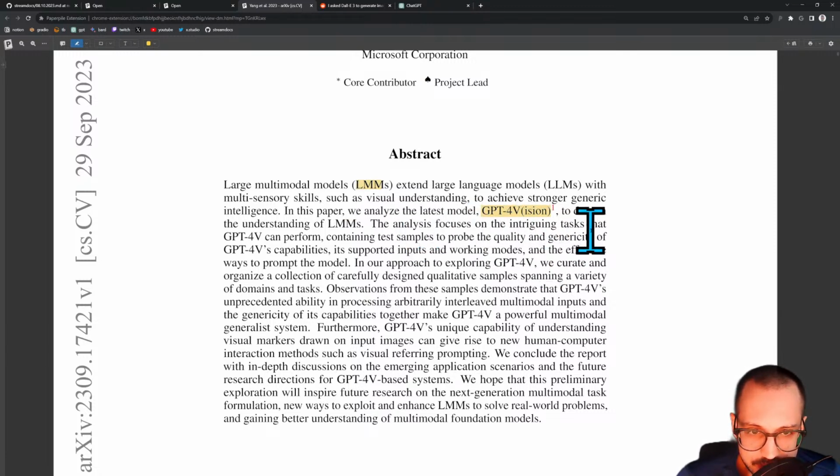The analysis focuses on intriguing tasks containing test samples. In our approach to exploring, we curate and organize a collection of carefully designed qualitative samples spanning a wide variety of domains and tasks. Observations from these samples demonstrate GPT-4V's unprecedented ability in processing arbitrarily interleaved multimodal inputs, and this tells you how it likely works.